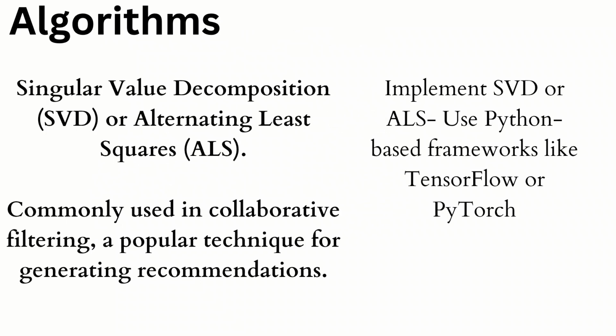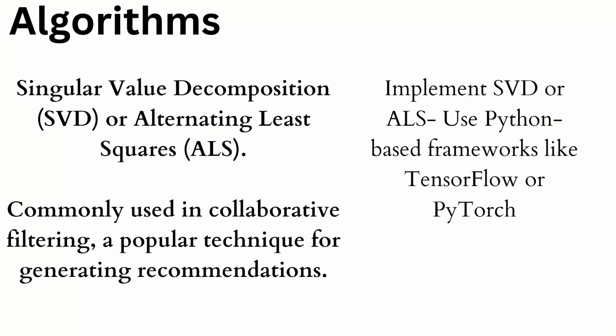Algorithms. To process the user behavior data and generate personalized recommendations, we can use machine learning algorithms like singular value decomposition, SVD, or alternating least squares, ALS. These algorithms are commonly used in collaborative filtering, a popular technique for generating recommendations.